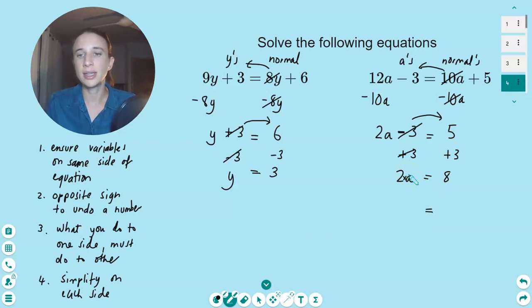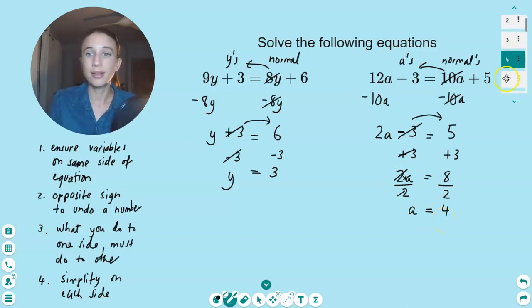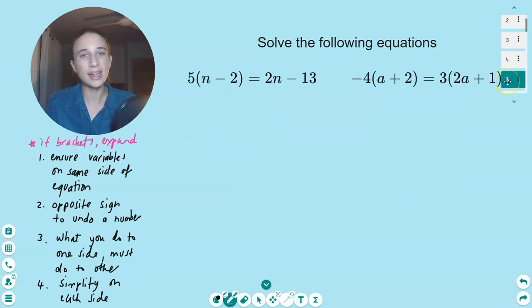Invisible multiply sign there. Okay, now 2 times a, well, the opposite of timesing by 2 is dividing by 2. What we do to one side, we do to the other. I know I'm sounding like a broken record, but that's how we get it into your brain. A equals 4. Now this is the last slide. Slightly more complex, but not really.